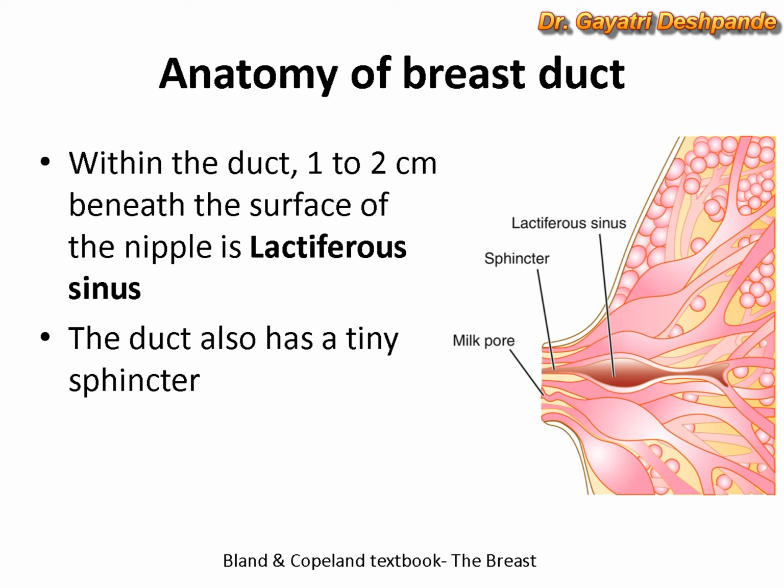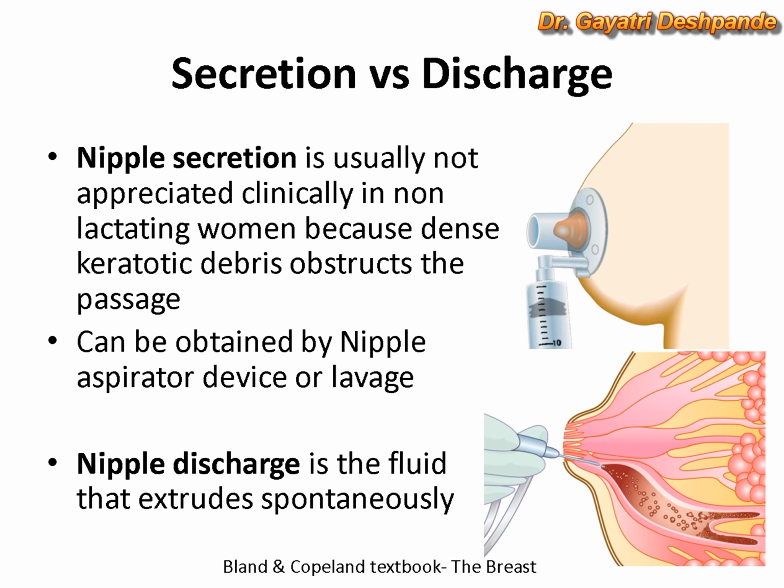Within each duct, 1 to 2 cm beneath the surface of the nipple, is present the lactiferous sinus. Recent studies have also noted that these ducts have tiny sphincters. The lobules as well as the ducts secrete fluid under normal circumstances. The nipple secretion is usually not appreciated clinically in a non-lactating woman because the tiny duct is obstructed by keratotic debris. However, this secretion can be obtained by nipple aspirator device or lavage.